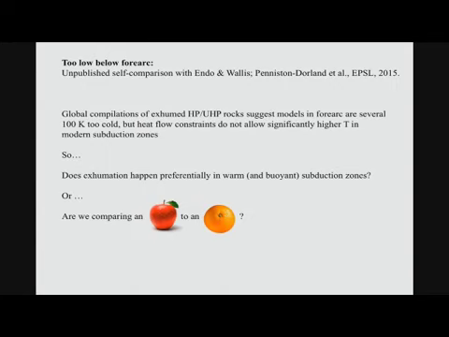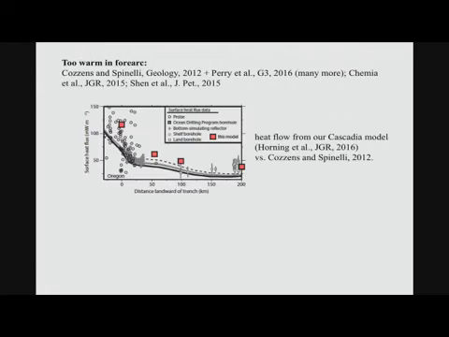So I don't have a resolution for the fore-arc temperatures, except the fact that I don't think our models are appropriate to be compared to those, even although I've done it myself.